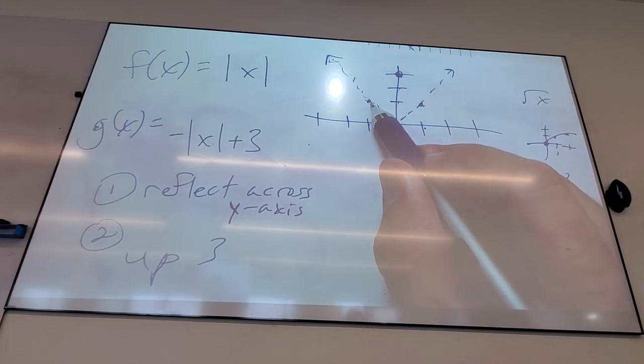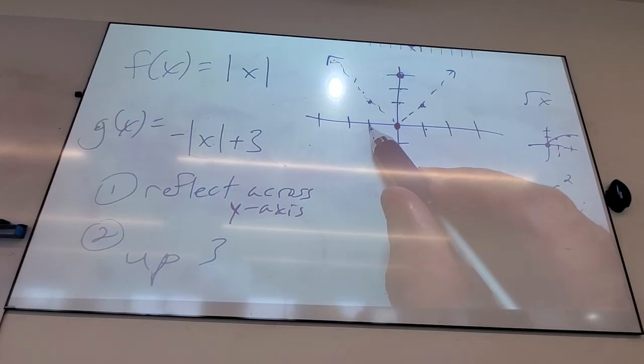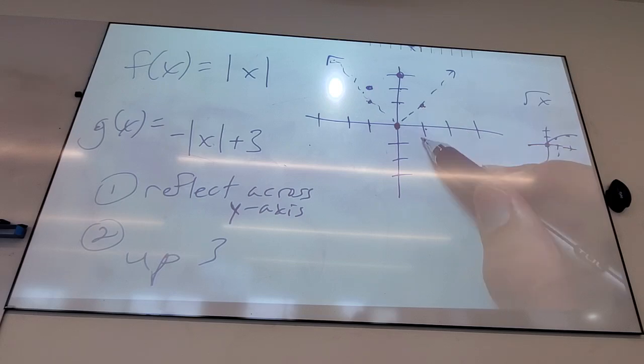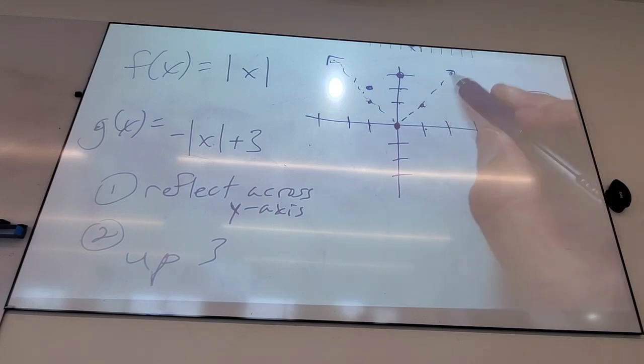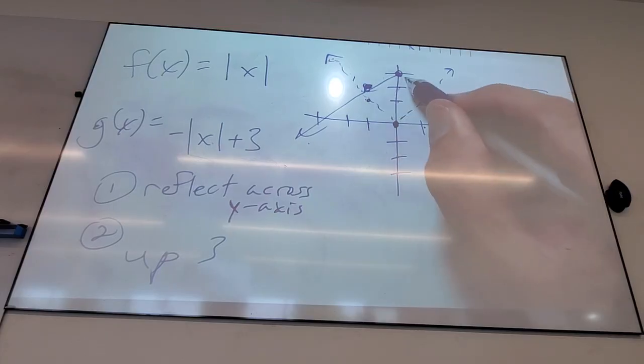First step, reflect it. Then up 3: 1, 2, 3. This point, reflect it, then 1, 2, 3. Put the shape back on. Make your point big if you miss it.